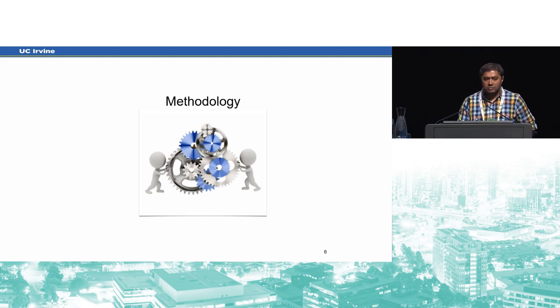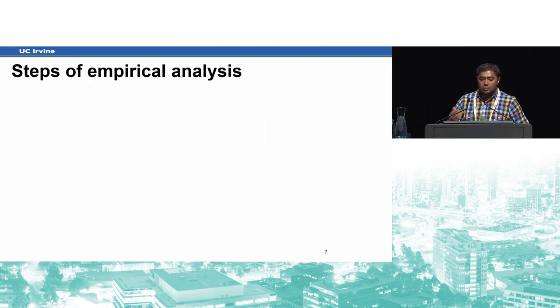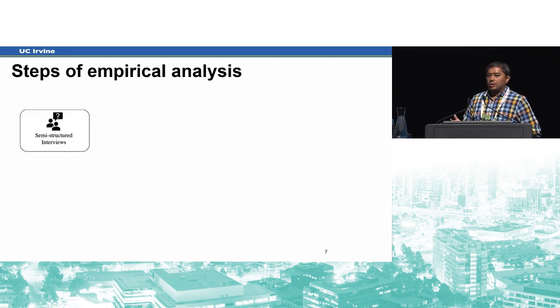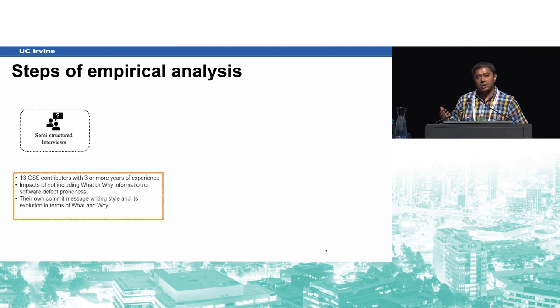Now I will give you a very high-level overview of the methodology that we used, simply for the sake of time, but to give you enough idea of what we did. We wanted to get a good sense of what real-world developers think about commit message quality. What do they think about the impact of having what and why? So we started by doing a semi-structured interview of 13 open source developers who had at least 3 years of experience. And then we also asked them whether they believe that their commit message writing quality improves over time in terms of what and why. What is their perception of their own writing style?